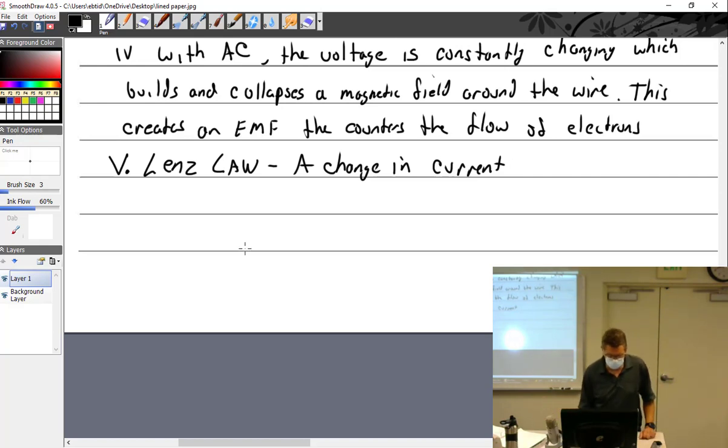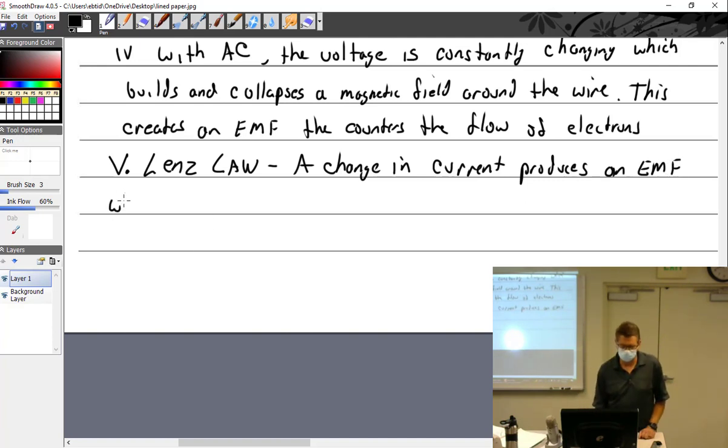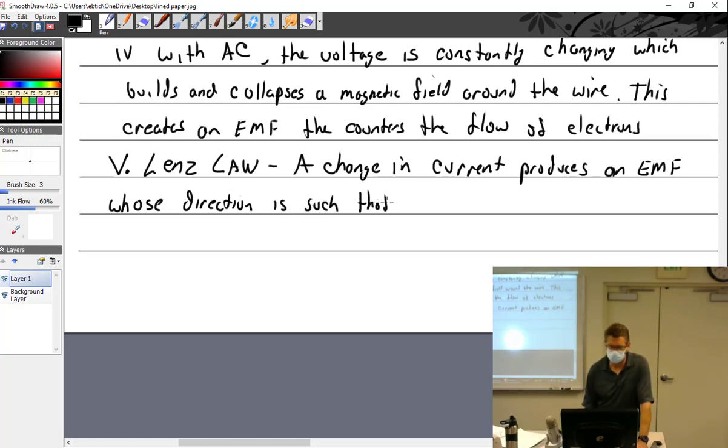So a change in current produces an EMF, electromotive force, whose direction is such that it opposes the change in current. Makes perfect sense.